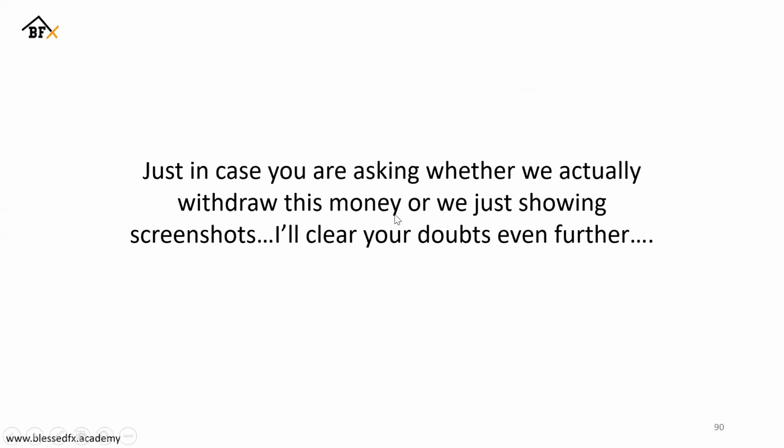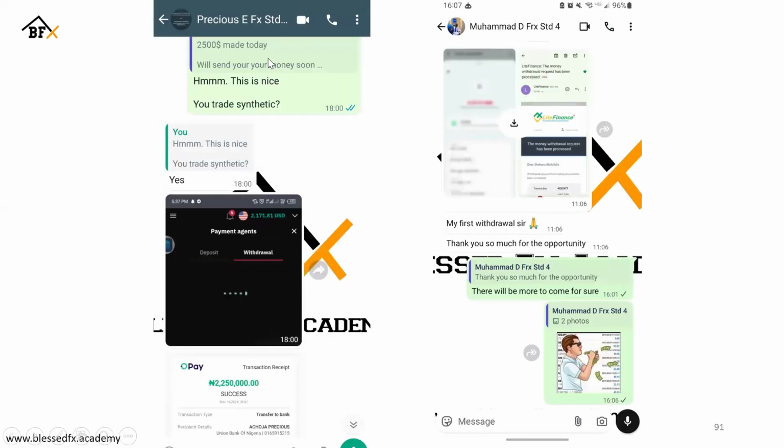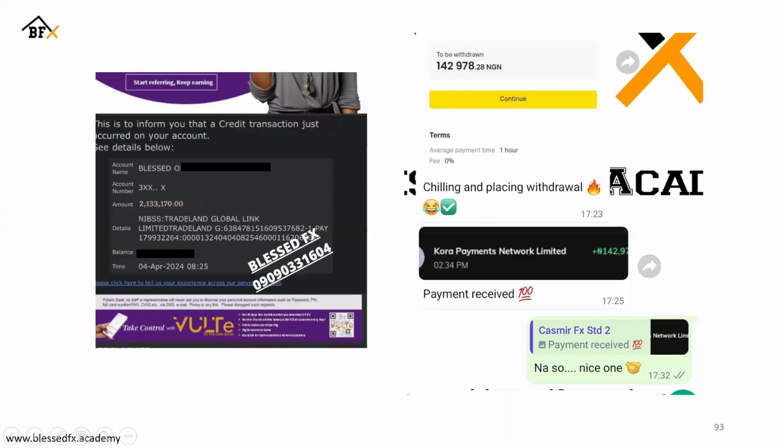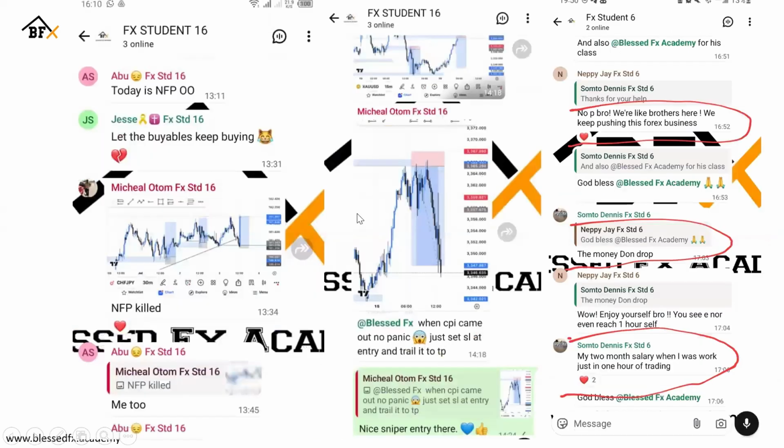So in case you are asking whether we actually withdraw this money or it's just screenshots or whatever, I'm going to show you some more. And these are more withdrawals. This guy trades just $2,500. He was paid by an agent from Deriv, right? So this is from Light Finance. You can see the money withdrawal request has been processed. You know Light Finance Broker, right? Amazing stuff. Okay, so these are also some of my own withdrawals. This one is for my students. You understand? Some of them are mine. And you could see money coming straight to our bank account. Tradeland is the bank account of Light Finance, right? So this is from Xness, Cora Payments. This is from Xness, right? Straight payment to your bank account.